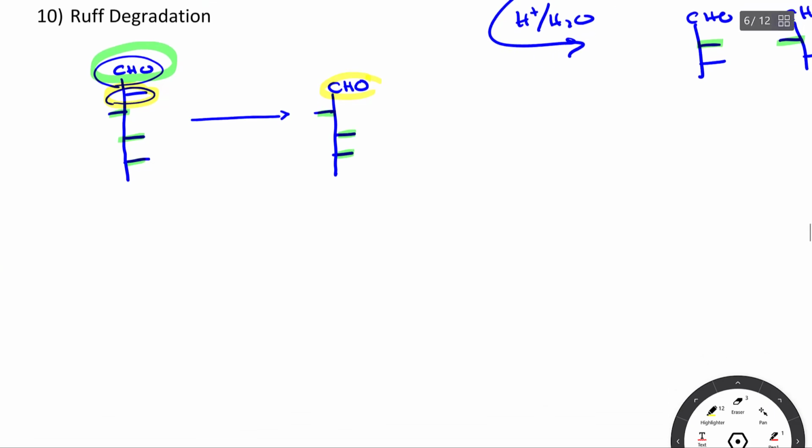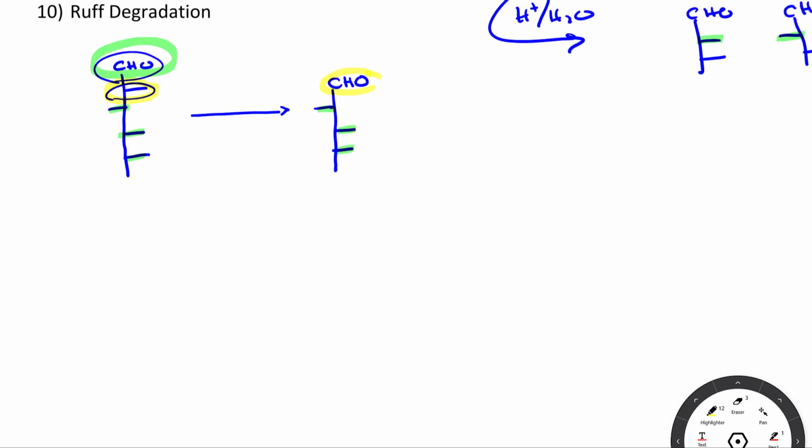So in the Ruff degradation, it's actually a couple of steps in the reaction. One would be Br2 and water. And if you remember, that's one of the mild oxidation methods. So what it does is it converts the aldehyde into a carboxylic acid.